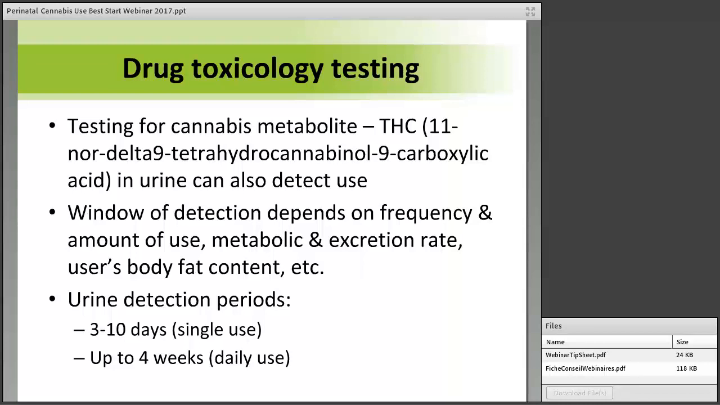Frequently, I think there's questions around how drug toxicology can be used. Now, we can test for the cannabis metabolite called THC because it is detected in the urine of moms. However, urine drug testing should never be done without maternal consent, and there's a window period of detection, meaning that unless you know when they last used, doing an individual urine drug test may not identify that specific substance. If they had a one-time use, we can maybe detect THC in anywhere from 3 to 10 days later. If they're using daily, you can find THC in their urine up to 4 weeks. So what that means is that someone who's quitting smoking, it may take a month for their urine to get clean.